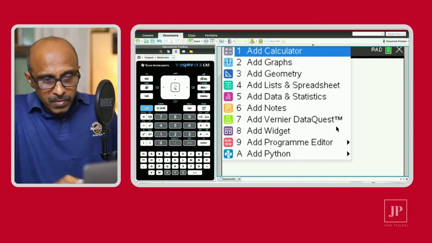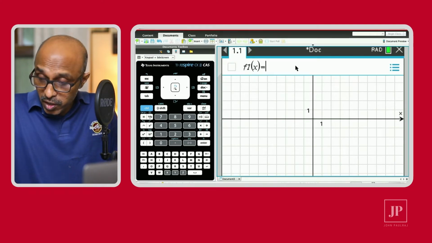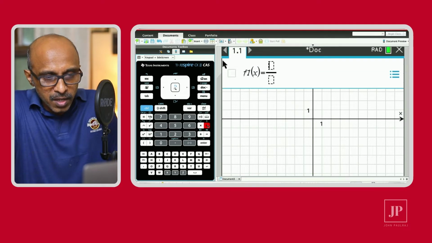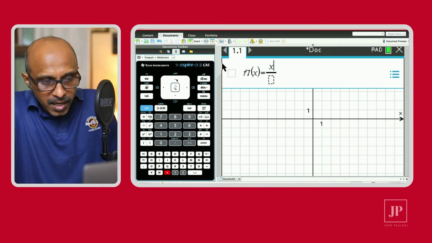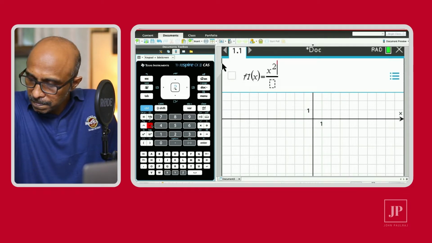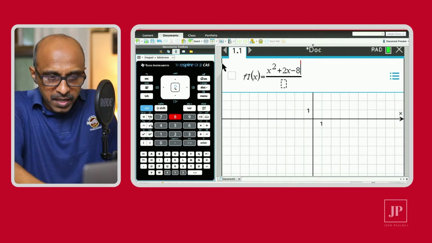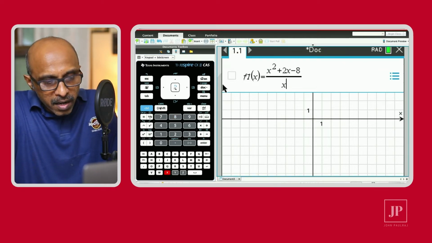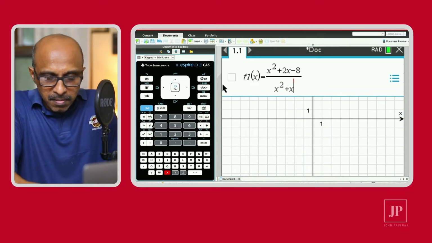Let's find out. So on the graph page, let me add a graph page. I'm going to enter the function in its original form, just for fun's sake. Control division sign will give me that template for the fraction. And I'm saying x squared plus 2x. Just want to make sure that we're entering the function correctly. In the denominator, we've got x squared plus x minus 12.